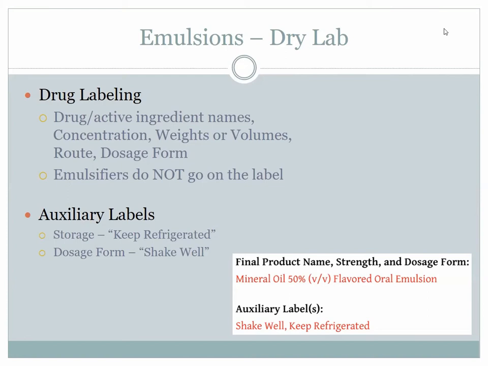So flavored, it's being used internally or orally. So we've got to specify that, because you can put emulsions in the eye, on the skin, lots of different places. This is an oral emulsion. And lastly, emulsion for the dosage form. So mineral oil, 50% volume per volume, flavored oral emulsion. There's the drug name. All right. Last two things to put for the auxiliary stickers would be shake well, for the reasons we talked about, and keep refrigerated, because it needs to be stored in the refrigerator and for the 14 days.